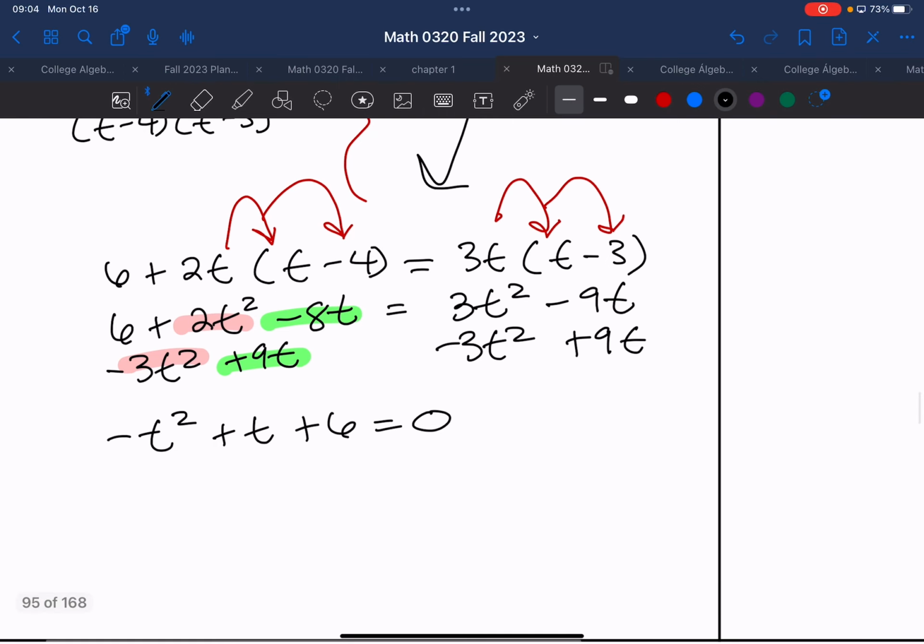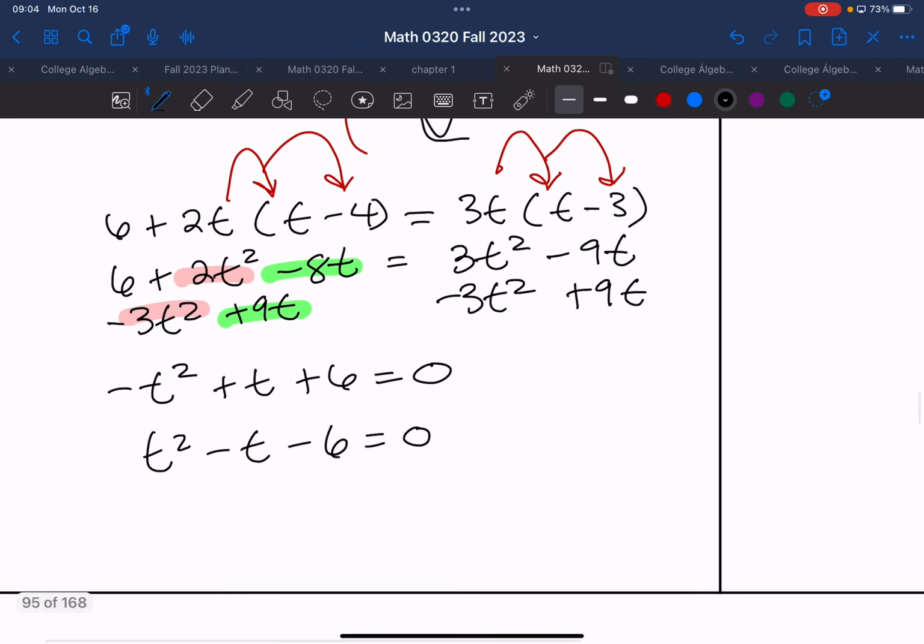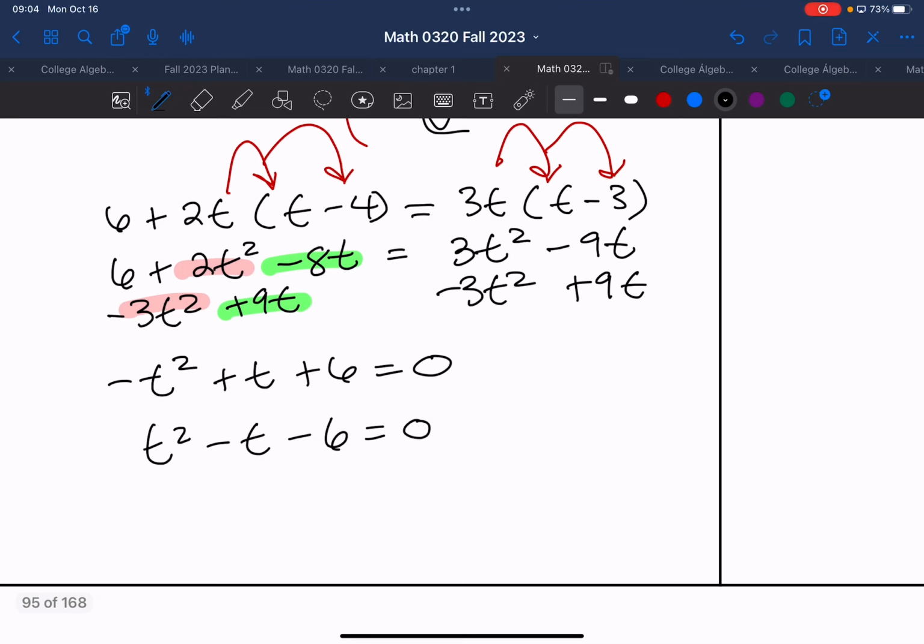Okay? Before I start to factor this, do I ever want a negative in the front? No, so what am I going to do to all the signs to get rid of that negative? Good, do the opposite. So instead of negative t squared, I have t squared. Instead of positive t, I have negative t. Instead of positive 6, I have negative 6. Okay, so I'm left with a quadratic equation that I'm going to factor using what method? AC, good.